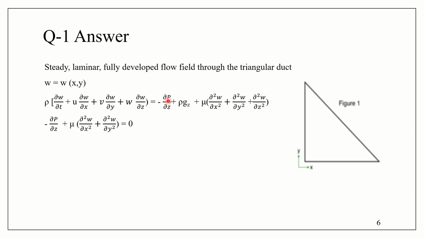And on the right hand side we have minus ∂p/∂z plus rho gz plus mu (∂²w/∂x² plus ∂²w/∂y²) remaining. ∂²w/∂z² would become 0. So these would be the remaining terms, and if we take it, we would be left with this: ∂²w/∂x² plus ∂²w/∂y² is equal to minus 1 by mu ∂p/∂z, which is equal to a constant after the steady state.